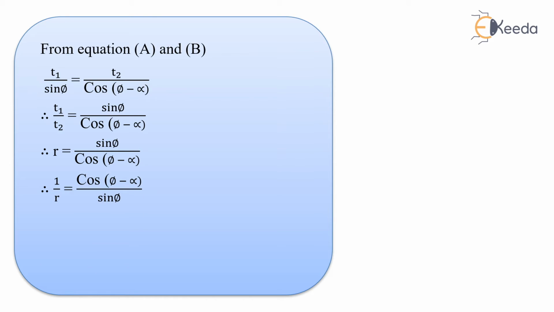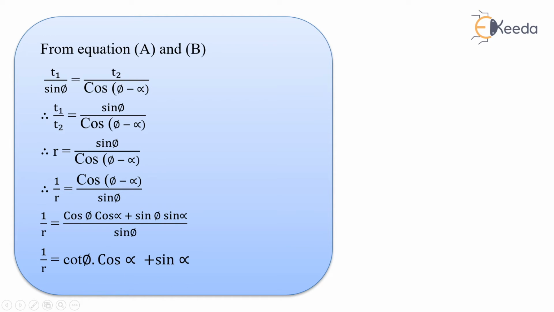Then if I write it as 1 upon r is equal to cos of phi minus alpha divided by sin phi. And we know that what is cos of A minus B? cos A cos B plus sin A sin B. We can write it as 1 upon r is equal to cos phi into cos alpha plus sin phi into sin alpha divided by sin of phi. See here, simple mathematics. So cos phi divided by sin phi is a cot phi. This into cos alpha plus sin phi gets cancelled here, remains only sin alpha here.